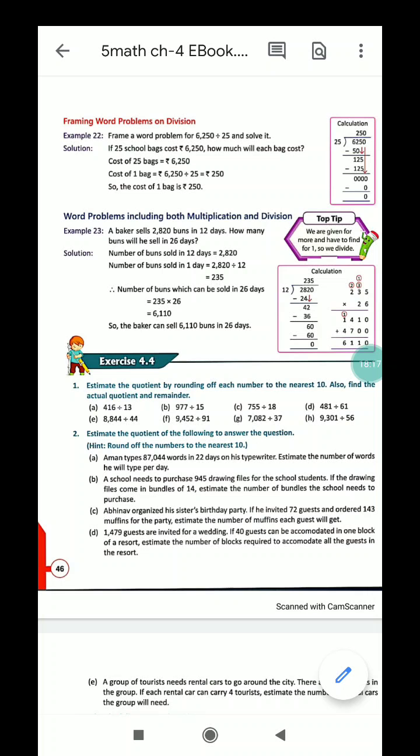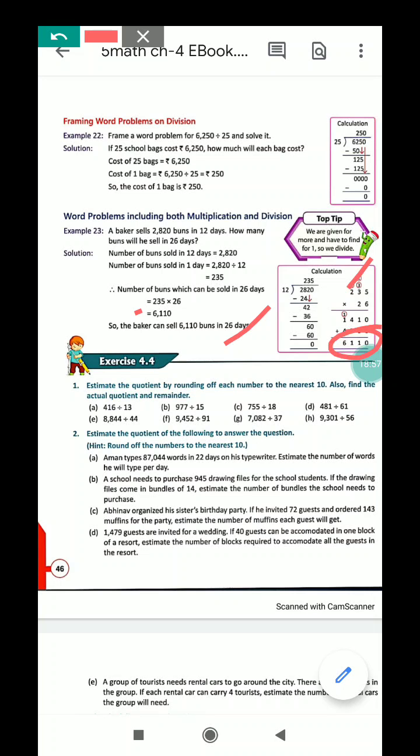Now, therefore, the number of buns which can be sold in 26 days, so we have to multiply. We have got that in one day he has sold 235. So in 26 days equals 235 into 26. After doing the calculations over here, we have got the answer 6110. So the baker can sell 6110 buns in 26 days.